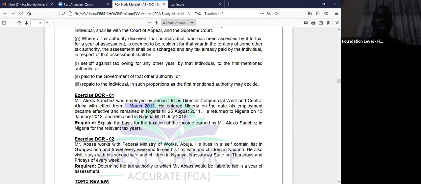Then check, he didn't return to Nigeria until 2012. So it means for 2011, he stayed for 178 days. For that year, he is not going to be taxed in Nigeria because he is not a resident of Nigeria. Now let's look at 2012.